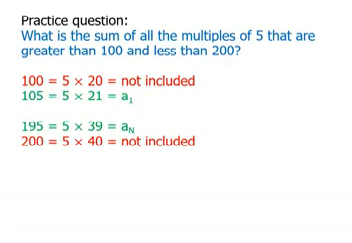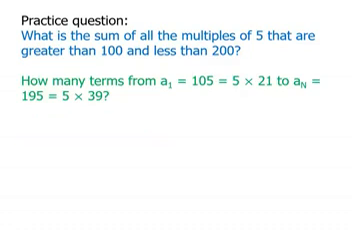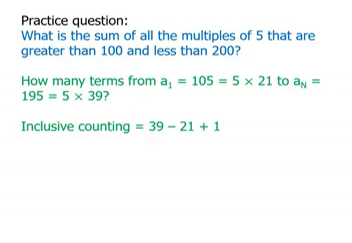So we have a sub 1 and a sub n. Now we just need to know the number of terms. How many terms are there from the first term, which is 5 times 21, to the last term, which is 5 times 39? Well, it's the same as how many numbers are there from 21 to 39. And we get that from inclusive counting. 39 minus 21 plus 1, 18 plus 1, or 19.